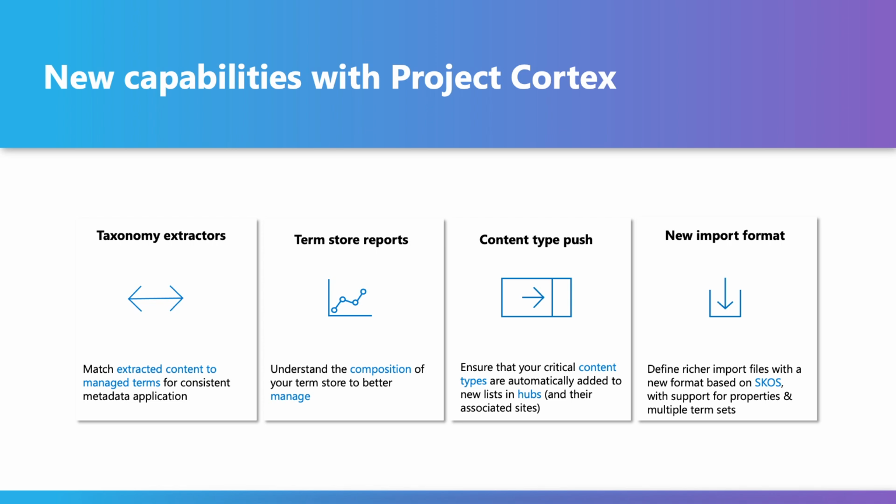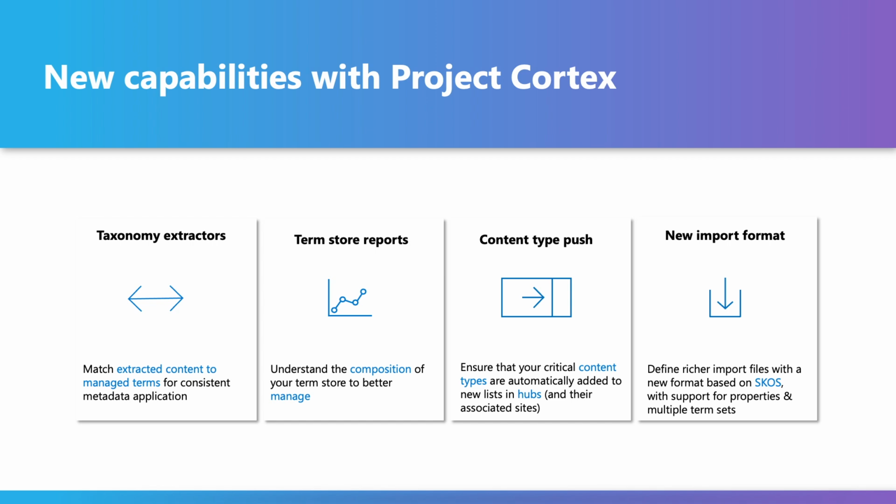And as you noted in my example, we do synonym lookup. So if the machine extracts a synonym, we'll map it to the preferred label and write that preferred label into the library column. Finally, term store reports. We wanted to give you a better understanding of just what the composition is of the term sets that you're creating and how and where they are being used. We're just at the beginning of this, but we plan to evolve this experience, provide you even more analytics and insights going forward.